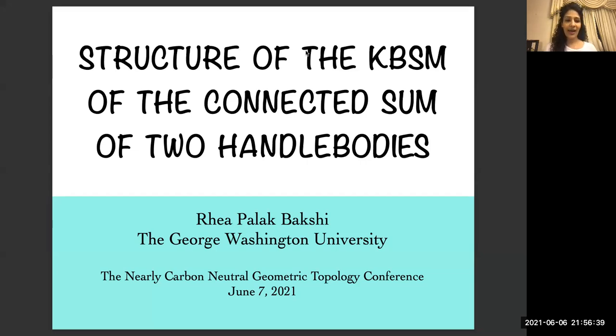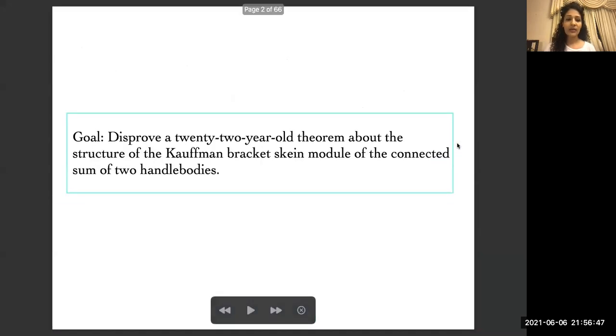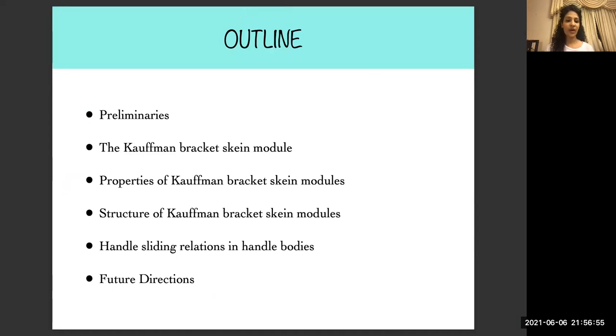So in today's talk, I will be speaking about the structure of the Kauffman bracket skein module of the connected sum of two handlebodies. And in particular, I will disprove a 22-year-old theorem about the structure of the KBSM of the connected sum of two handlebodies, and I'll provide a proof. So here's the outline of my talk.